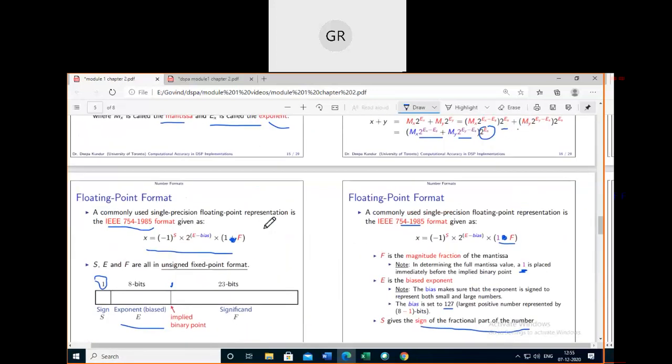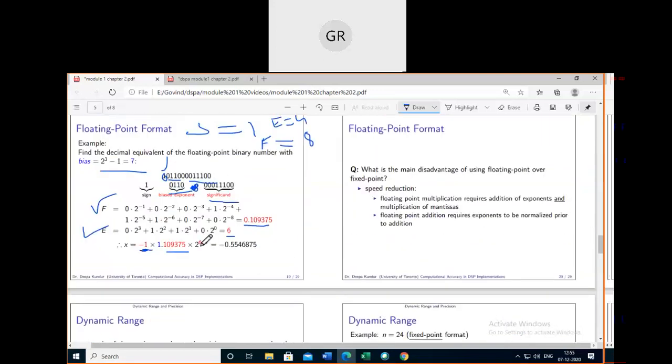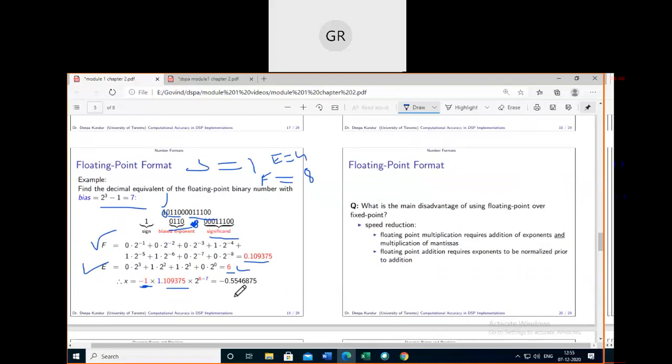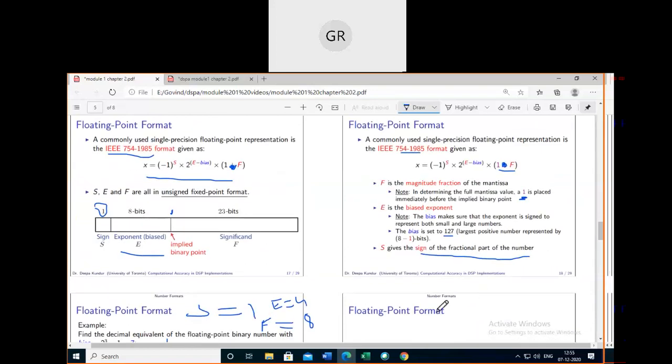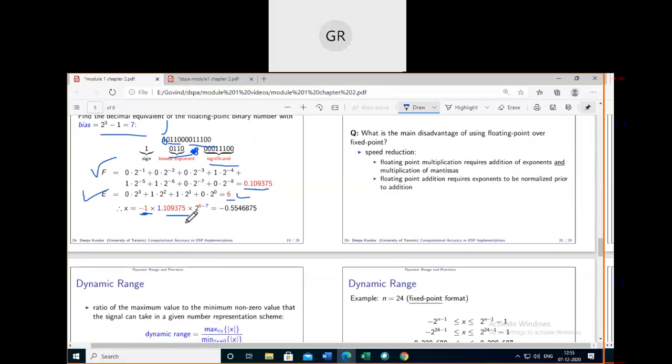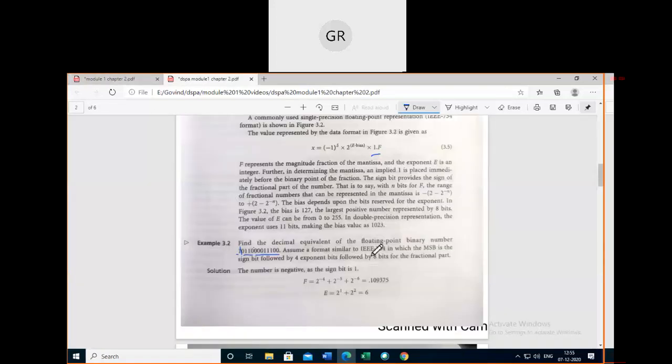Multiplied with 2 raised to, what is the e value? The e value is 6, we already calculated. Minus the bias value. The bias value is 7. Always remember the 8 minus 1 bits, the bias value is 7. Just remember it. That's why 6 minus 7. After substituting all the values, you will get minus 0.5546875.